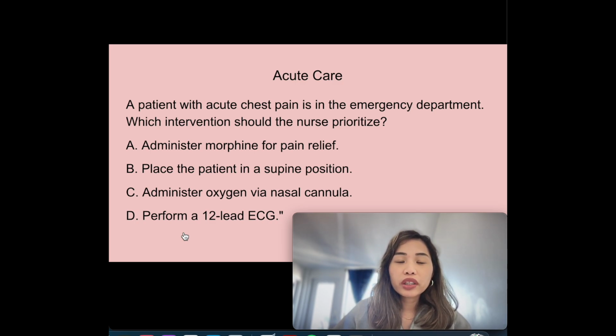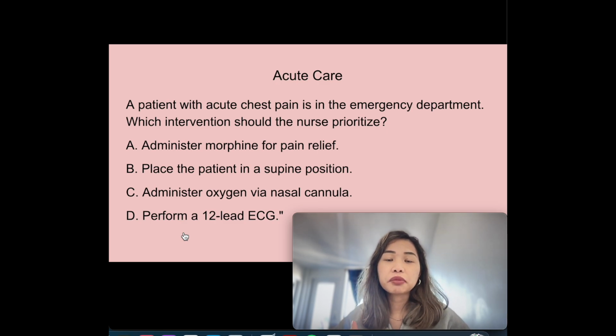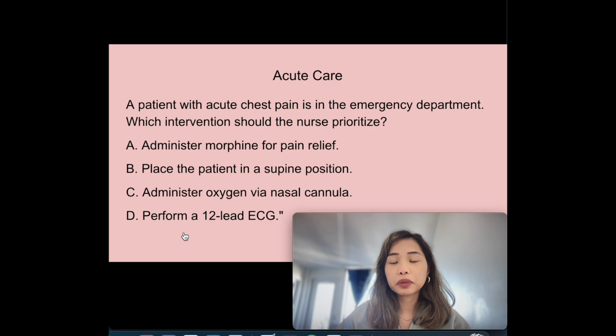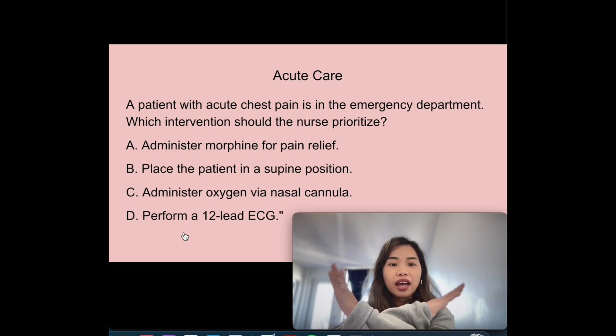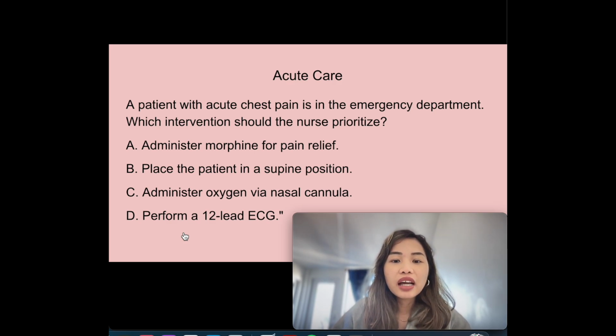Next, place the patient in a supine position. So what do we know in terms of patients having chest pain? The patient is having chest pain, and there is a possibility that the patient is having difficulty breathing as well. If we put a patient in a supine position, that is not the best position for your patient. Your patient will just have more difficulty breathing. So letter B, X.